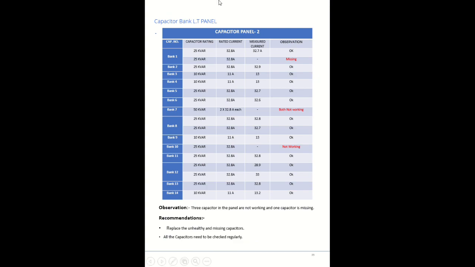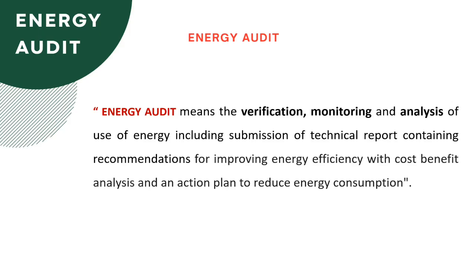So cost benefit analysis is also there, that if we are recommending a particular change or a particular technique to be used to save energy, then what will be the cost of that project and what will be the ROI, return on investment, for that project. So this all is being given in the report itself. Then an action plan to reduce energy consumption. So your energy audit contains all these things.